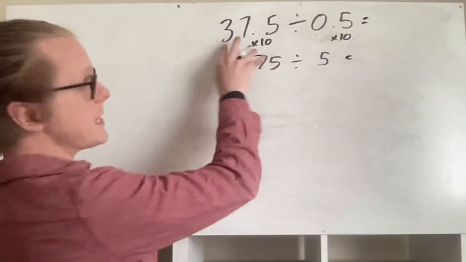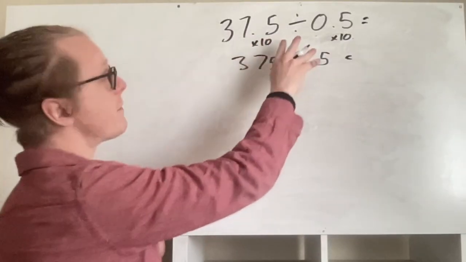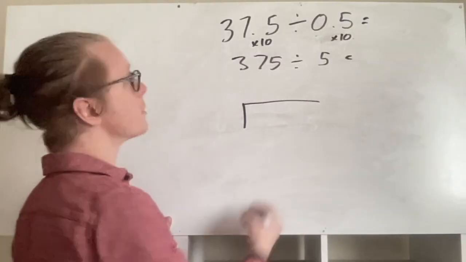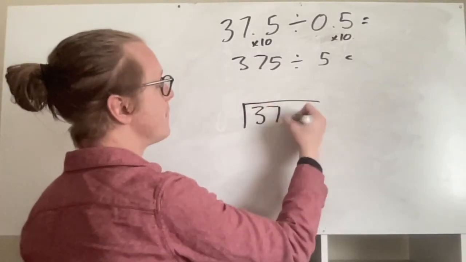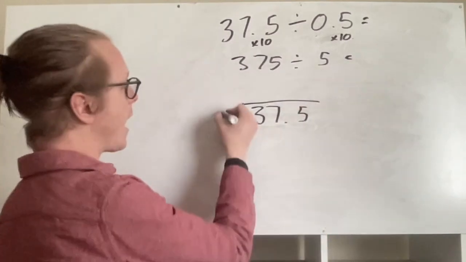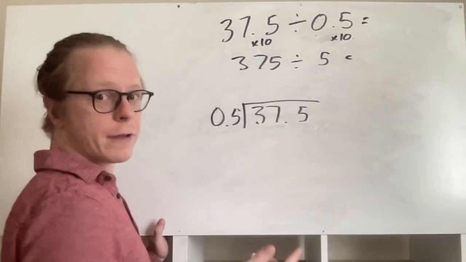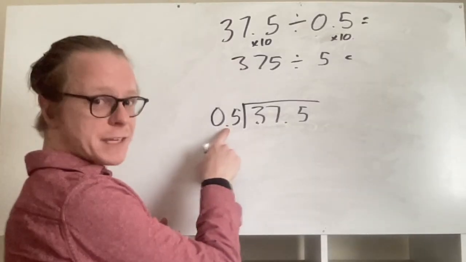So I see this problem, 37.5 divided by 0.5. I'm going to go ahead and set up my long division. I put the dividend inside, I put the divisor outside. Okay? But at this point, I need to get rid of this decimal point.